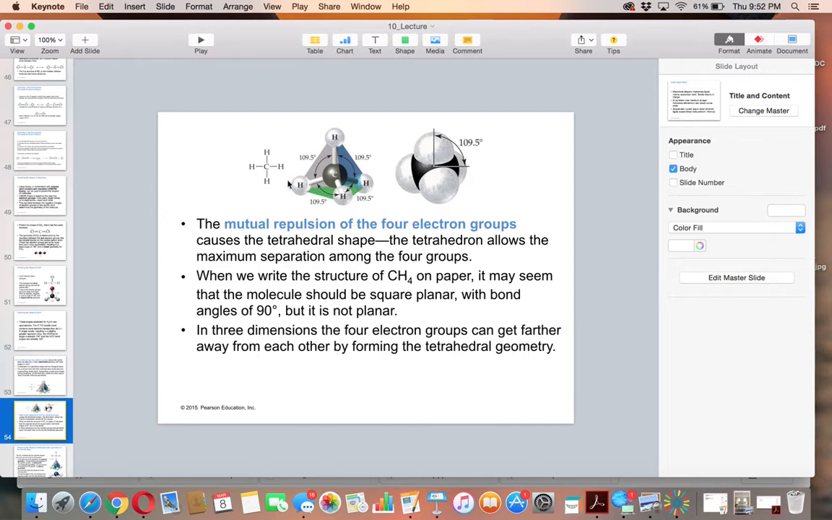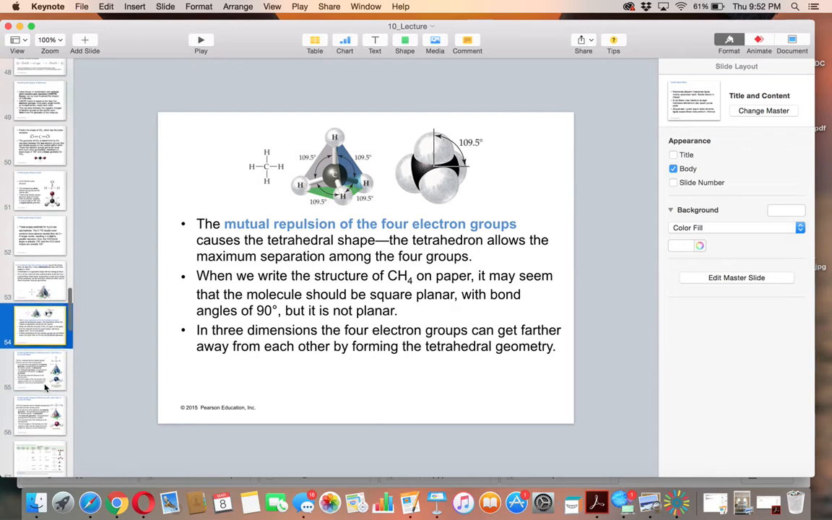And again, they're doing this because the hydrogens don't like each other. So even though the Lewis structure is fine, this is for methane, CH4, like this, the 3D structure or the VSEPR structure will look like this.